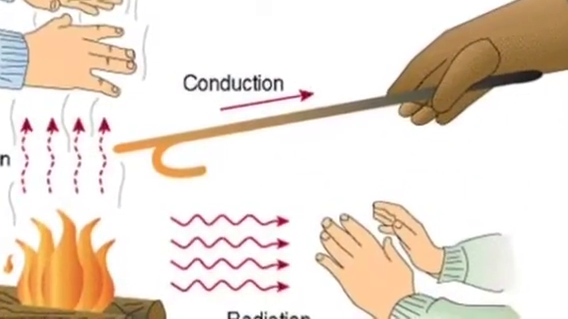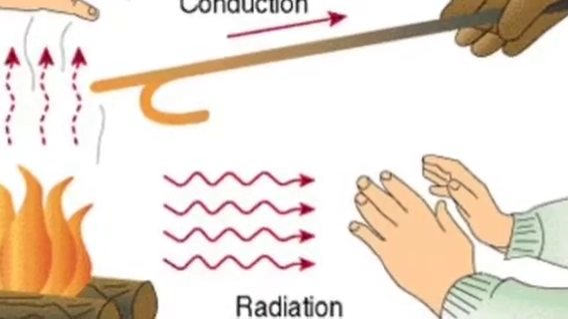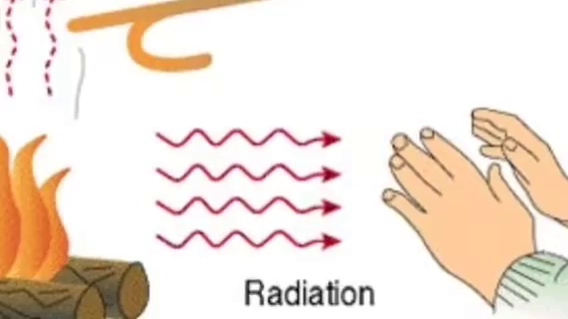The third way the sun heats the Earth is through radiation. This is the transfer of heat in the form of waves. Heat from the sun travels as electromagnetic waves, which can travel through space.